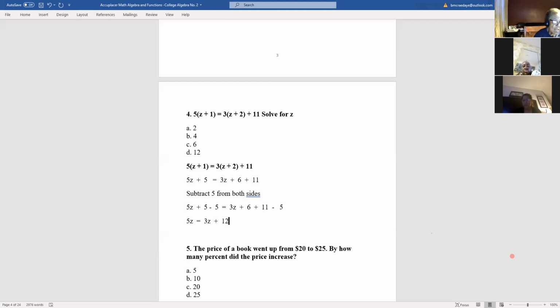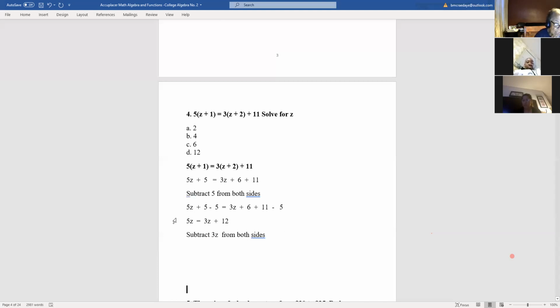So what do we do next? Subtract 3z from both sides. Okay, very good. Spell subtract correctly. Now let's just copy that over and do our subtraction.